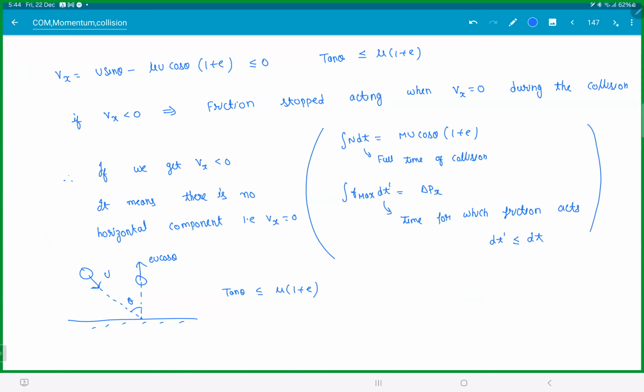So when Vx becomes 0, it bounces off vertically and goes straight up, right? Vy is still there. Only Vx is becoming 0. Clear, everyone? Then why wouldn't it come back down?